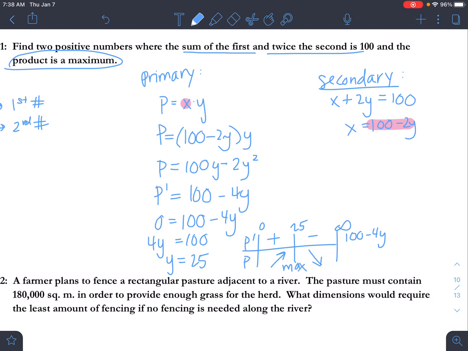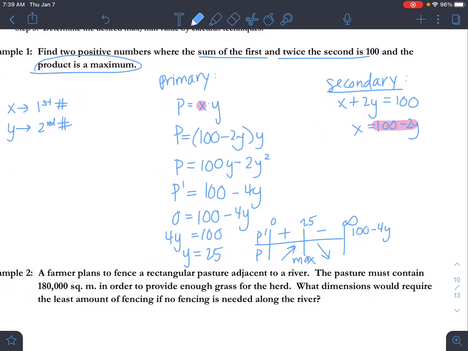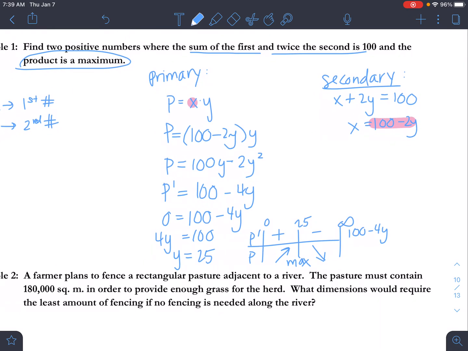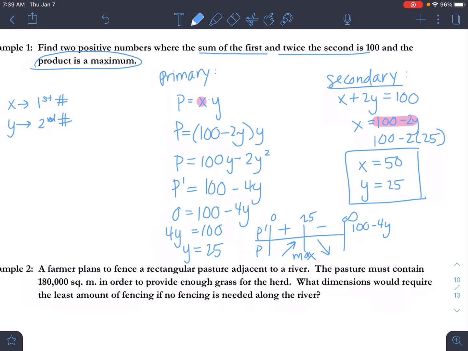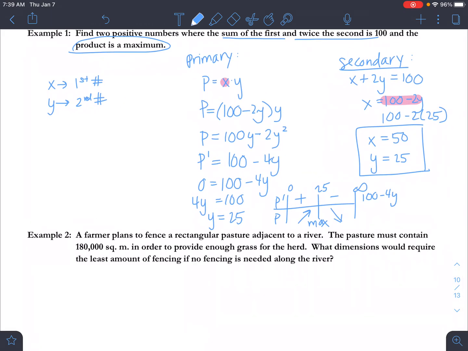so 25 is a max. You don't necessarily have to show this work, but I think that is a nice way to check if you're correct. And your final answer is, it says find the two numbers. Well, y is 25, we already found that. And then x is, take 25, you could plug it in anywhere. I guess I'll plug it in here, 100 minus 2 times 25, which is 50. So x is 50 and y is 25. All right, that is the first example there.